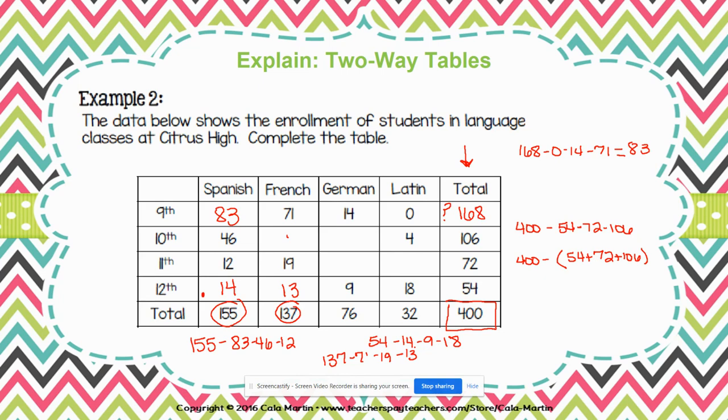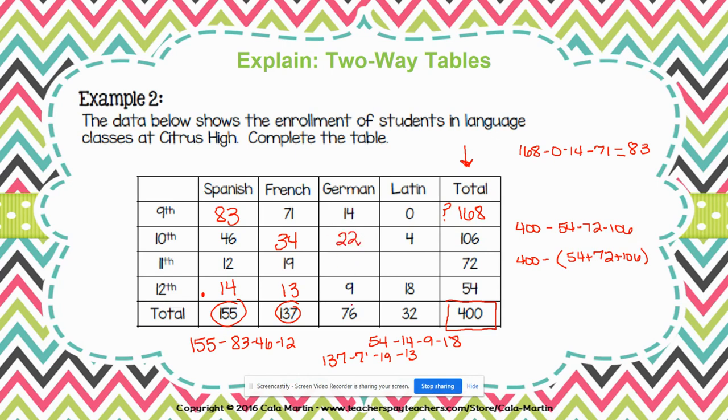And when I do that, I'm left with 34. So there are 34 10th graders taking French. Well, from here, it looks like I can figure out how many 10th graders are taking German. So again, I know there are 106 total. I'm going to do 106 minus 46 minus 34, and then minus 4, and I'm left with 22.